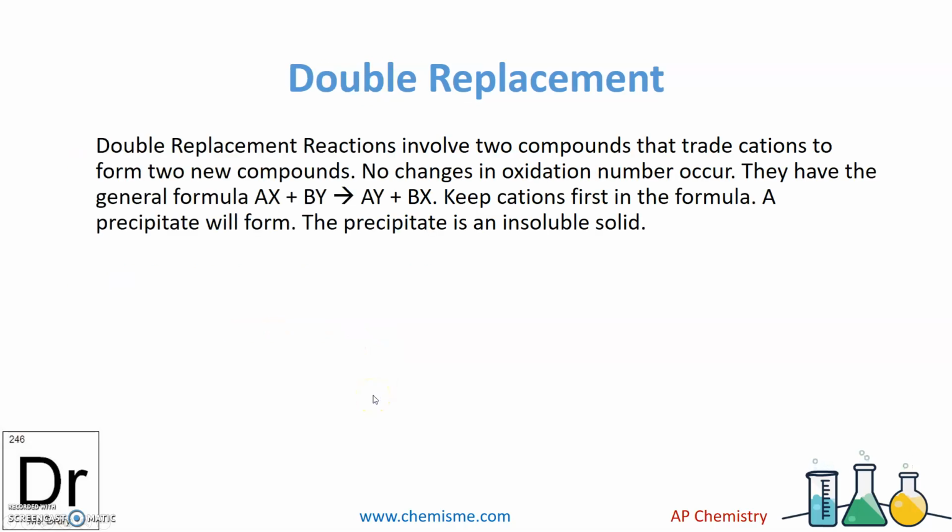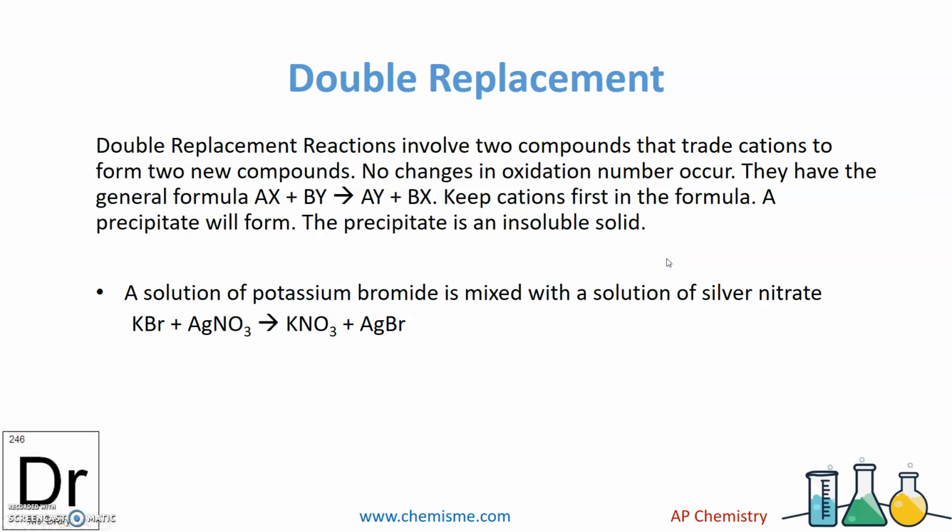Our last type is double replacement, and that means that you have 2 compounds trading cations to form new compounds. No change in oxidation numbers occurs. They have the same exact charges that they had before. Keep cations first in the formula, so pluses first, then minuses. Usually a precipitate will form, which is an insoluble solid.